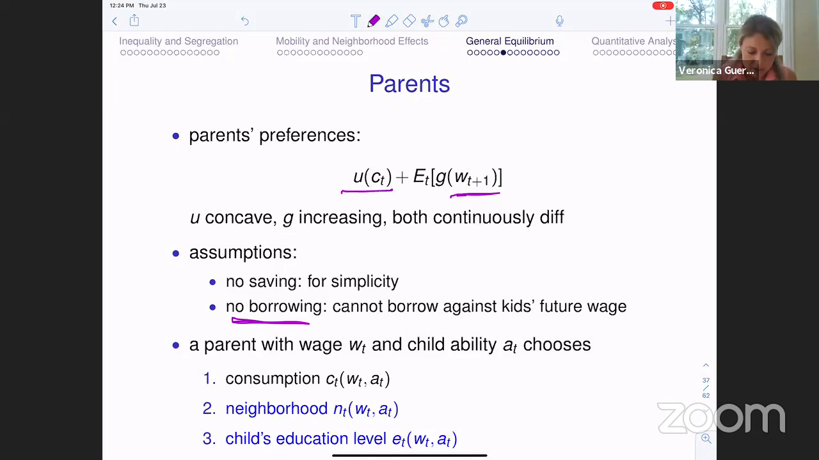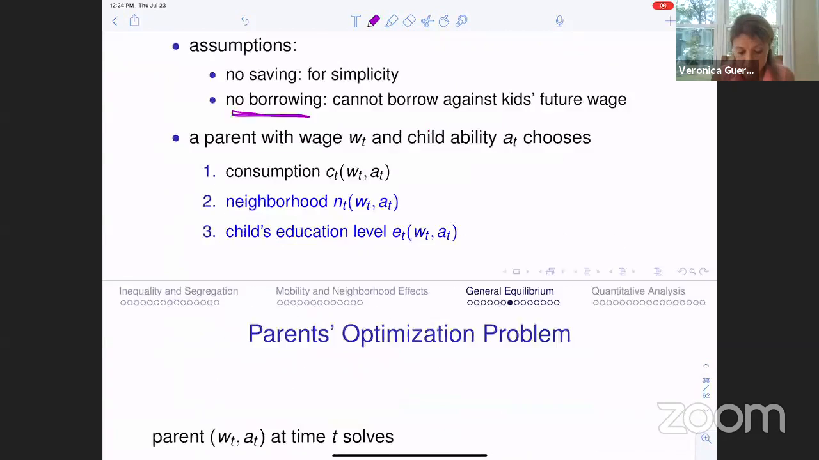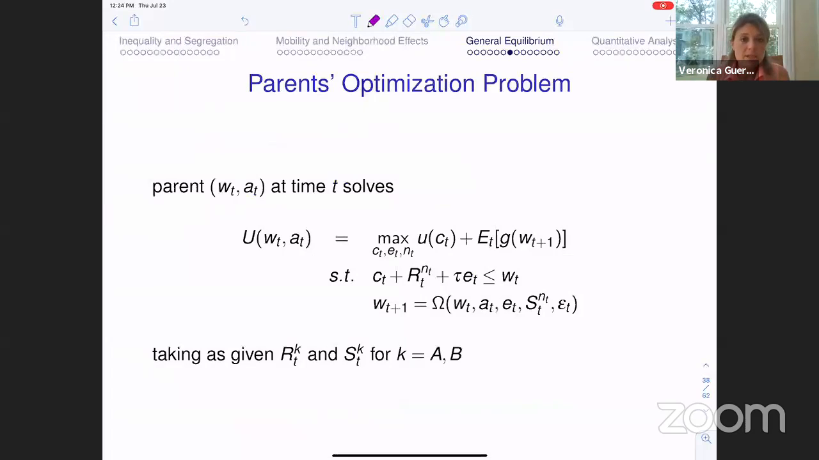So a parent is going to choose consumption, is going to choose the neighborhood where they live, and is going to choose the educational level of the kid. So this is the optimization problem of the parent.